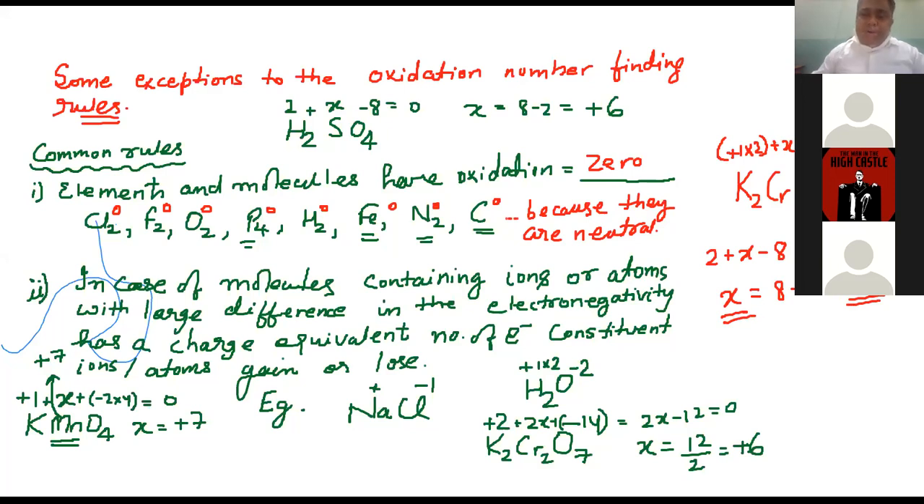So in this way, we find out the oxidation number of the atoms which undergo oxidation and reduction. Now these are the common rules. Now we'll come to some exceptions. So for exceptions, we have to erase this whiteboard.